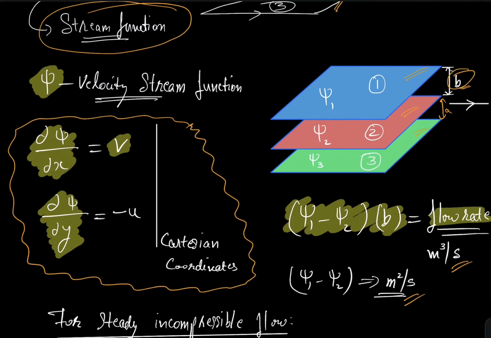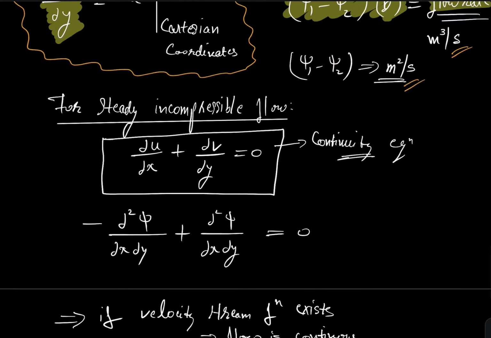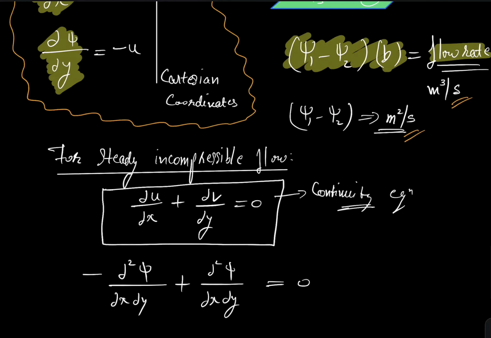Clear? I hope velocity stream function is clear to you, and you are also well versed with the fact that the difference between two stream functions gives us the flow rate. The difference between two stream functions multiplied by the distance between both the functions gives us the flow rate. So let's now study how this equation behaves with my steady incompressible flow. Fine. For continuity equation and for irrotational flow, as we have studied in velocity potential function, we are going to do the same study here in velocity stream function.